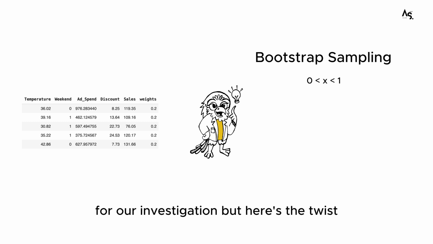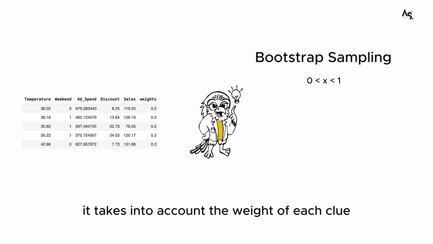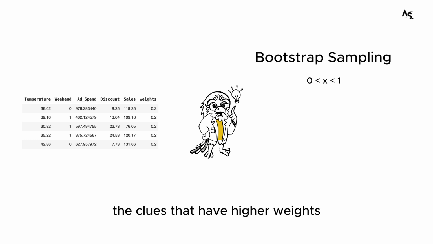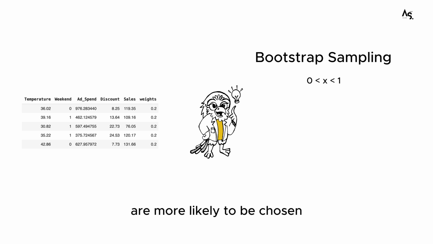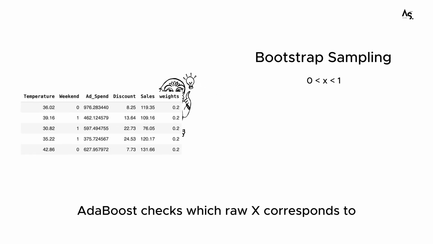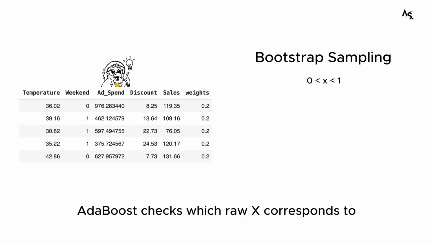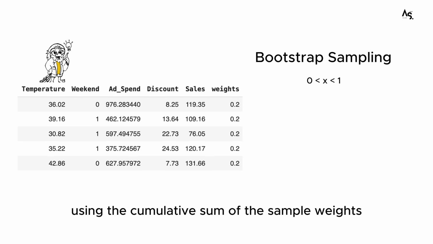But here's the twist, AdaBoost doesn't pick the clue at random. It takes into account the weight of each clue. The clues that have higher weights because they might be more suspicious or important are more likely to be chosen. Here's how it works. AdaBoost checks which row x corresponds to, using the cumulative sum of the sample weights.